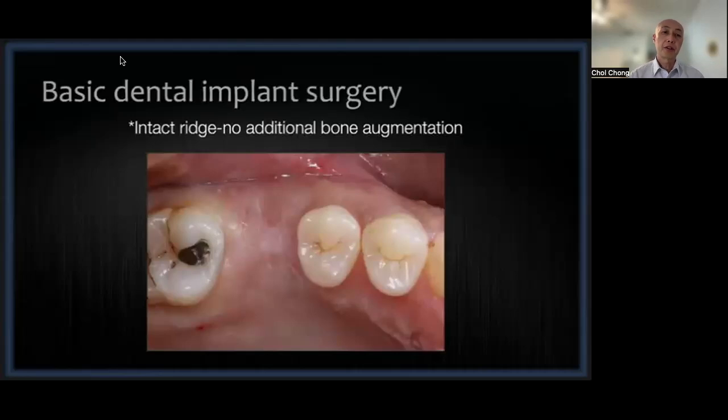So, just to start off, the definition of basic dental implant surgery is an implant placement in an intact ridge with no additional bone augmentation needed at the time of implant placement. Okay, so this is your straightforward implant surgery for your novice surgeons.